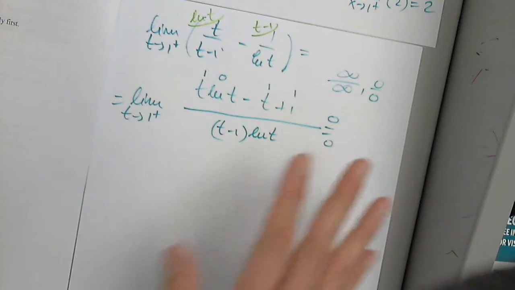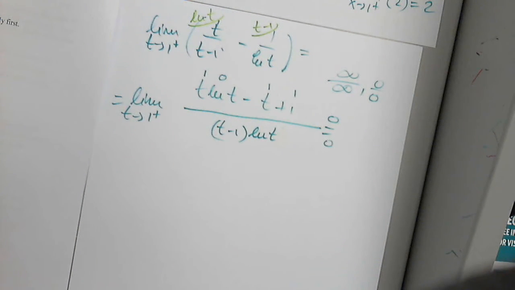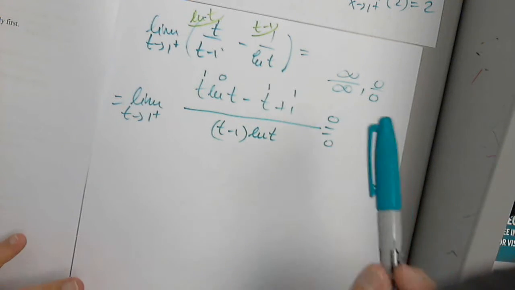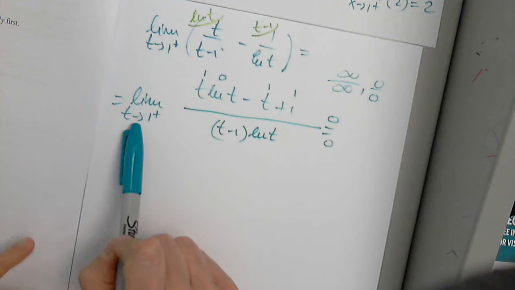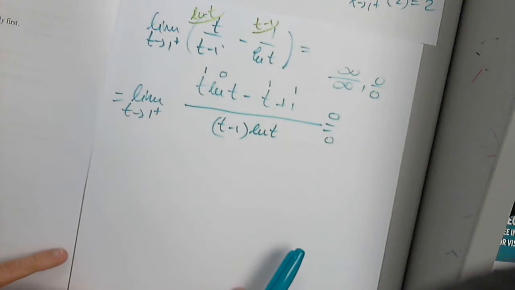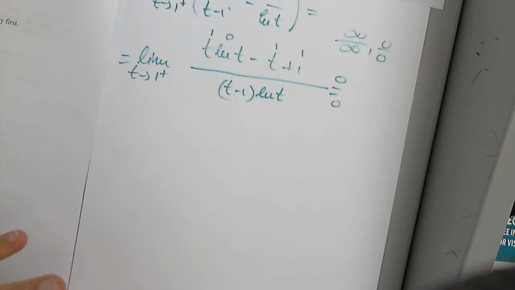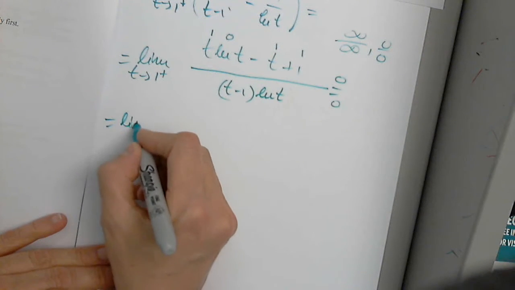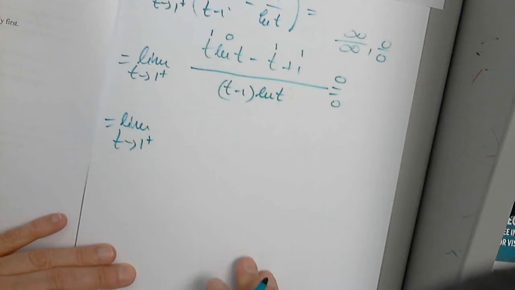If you have a product, you cannot just simply differentiate the product, because that's not going to work. It's not allowed. So we use L'Hopital's rule only inside a limit and only when we have these two situations. Is that okay, everyone? Yes? Okay, so let's continue. Limit as t approaches 1 from the right.